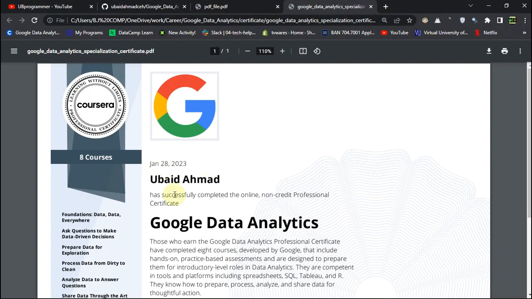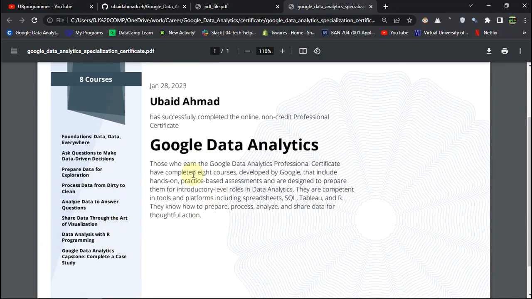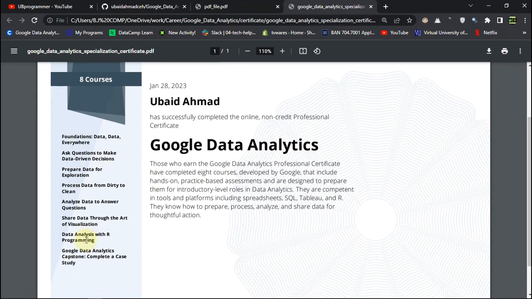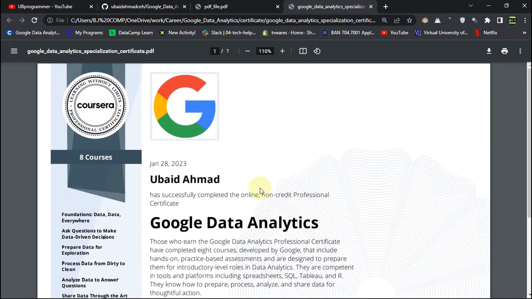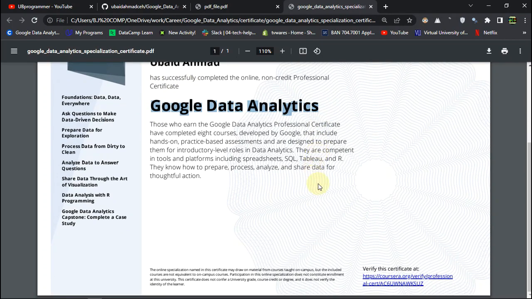So this is the certificate which I got after completing this certification, and this is actually a specialization in data analytics, comprising 8 courses in total. And this is the certificate, with the date mentioned, name, then the program name, and this can also be verified at Coursera, which is really cool.